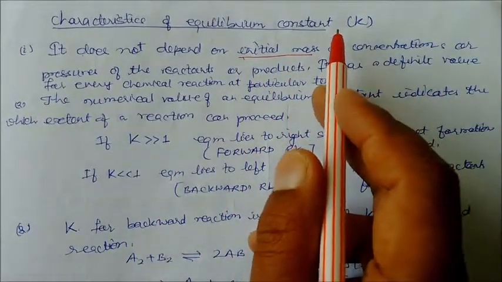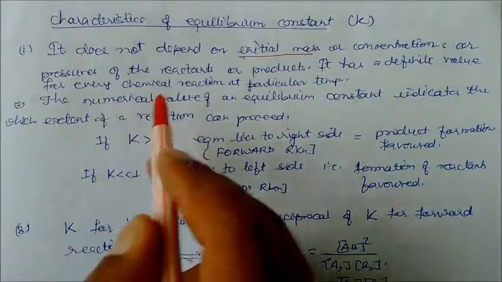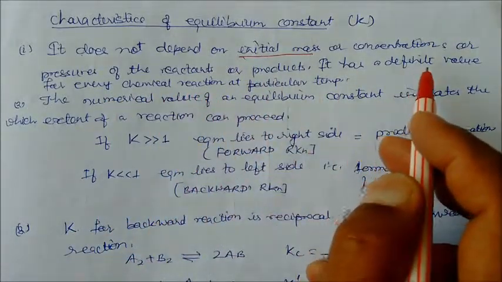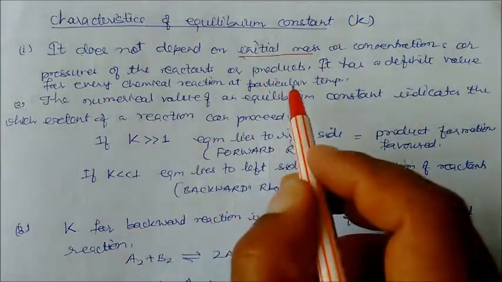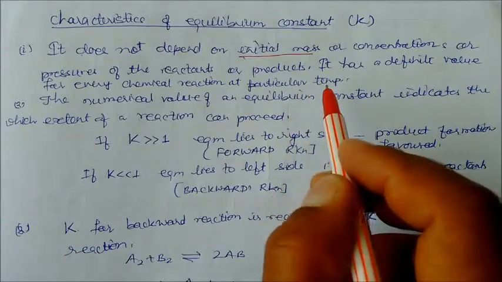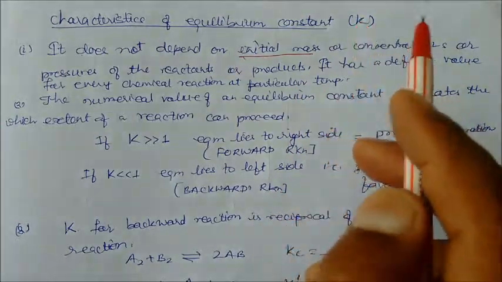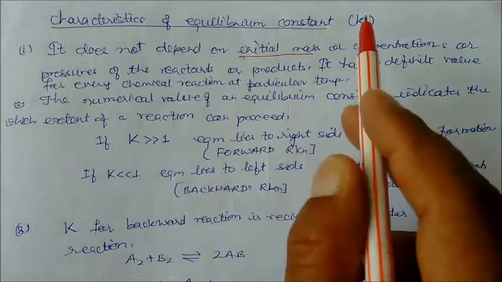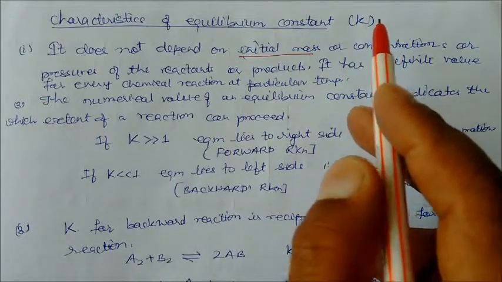The equilibrium constant has a definite value for every reaction. So every reaction has one definite value of this constant at a particular temperature. So for one temperature, K has one particular value. If you change the temperature, then the value of K will also change.